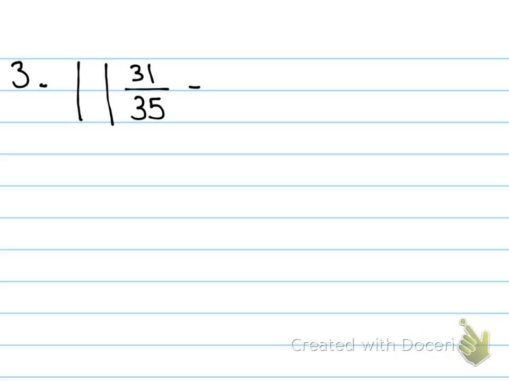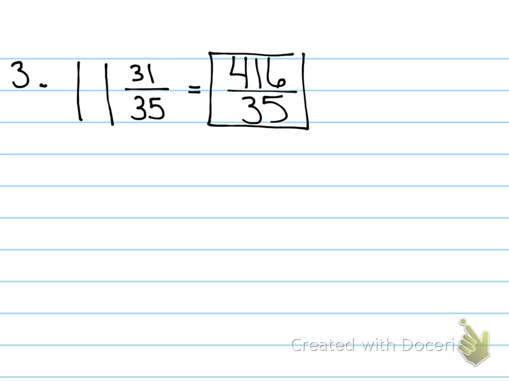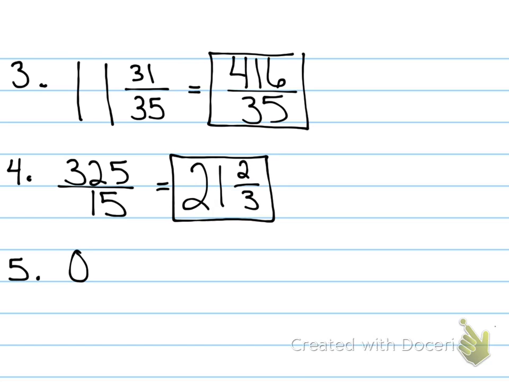All right, so number 3, I want you to change this mixed number to an improper fraction. What is it? Tayi, what did you get? Over 35. Did you get it? All right, good job. What about this improper fraction as a mixed number? Brady, what is it? 21 and 2/3. Very good, 21 and 2/3. I've got to reduce that fraction, right? It was 6/9, but then I had to reduce it down to 2/3.